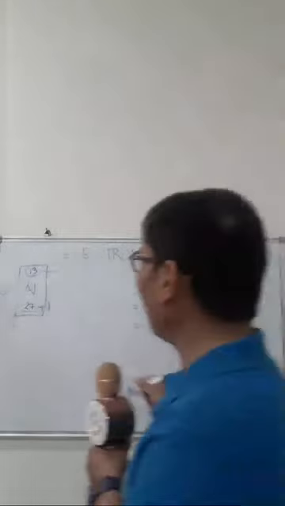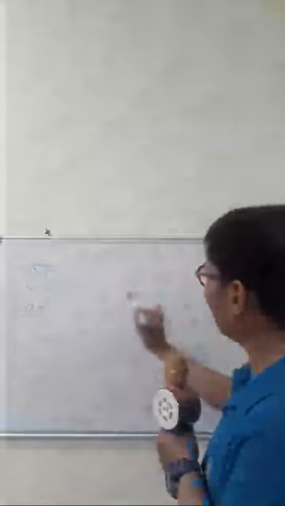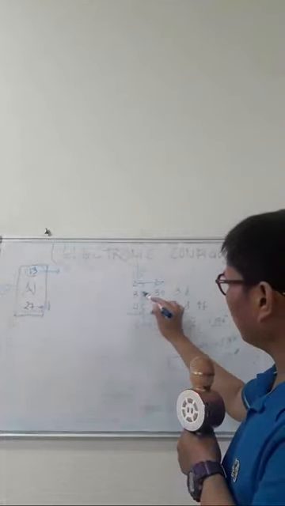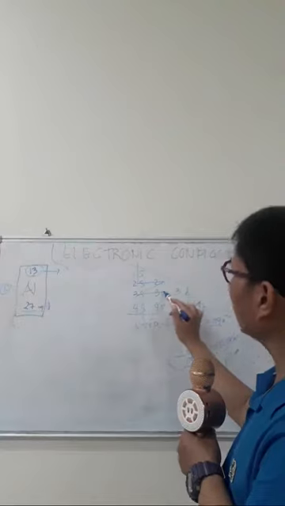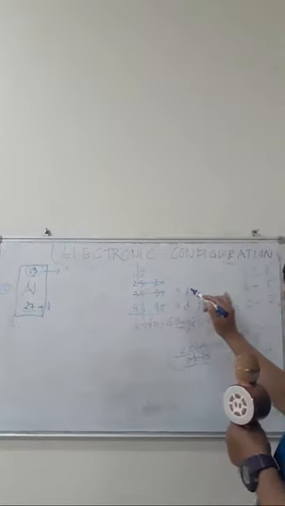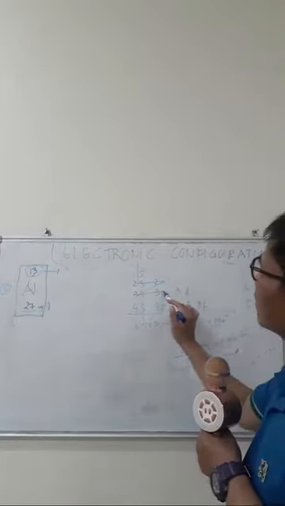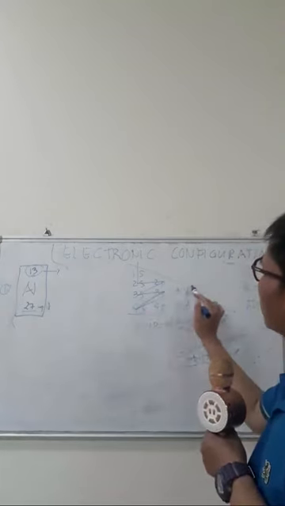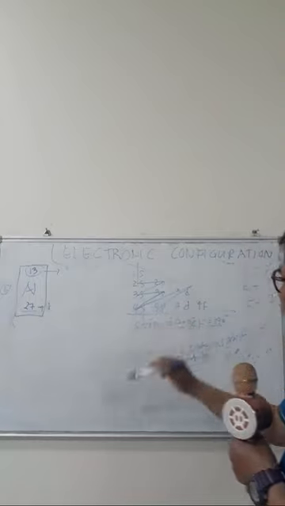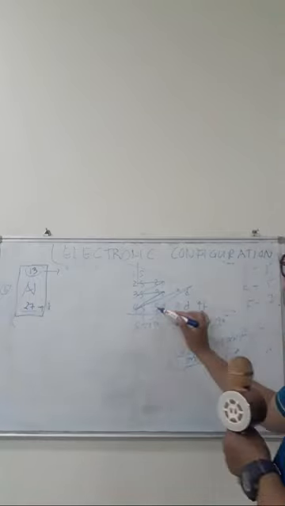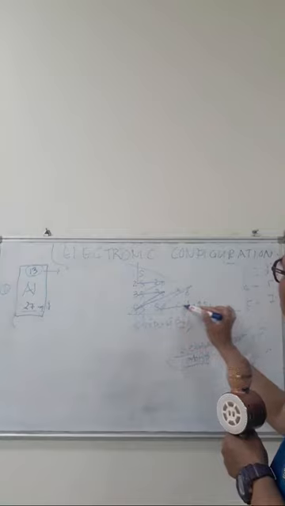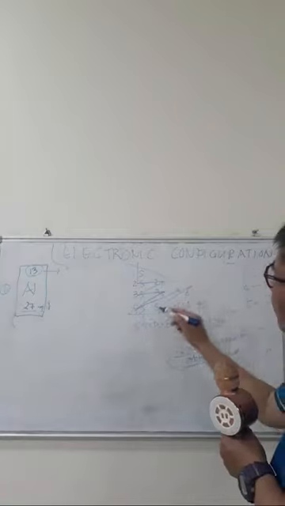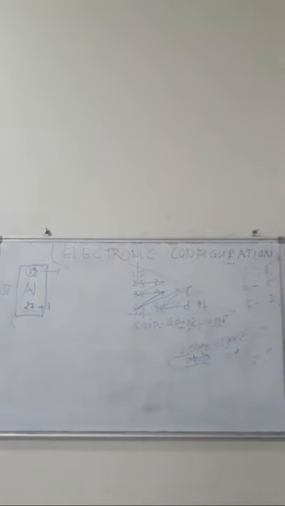Okay, now we have aluminum. So 1s, note the direction like this. You will never go to the 3d, you will go to the 4s. You will see it like this, or you can follow the other arrangement, it is the same. You get the point.